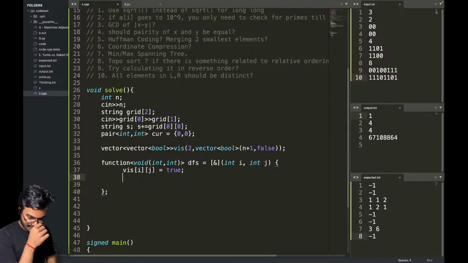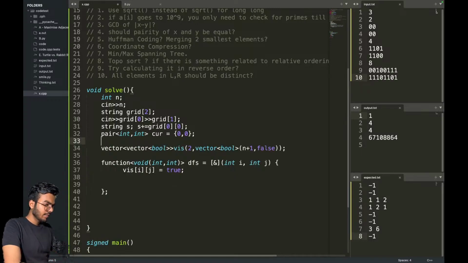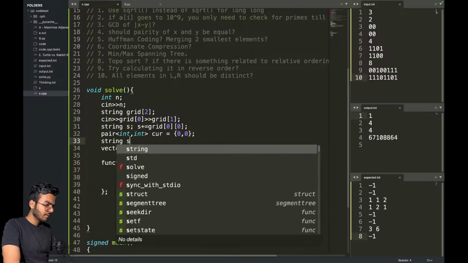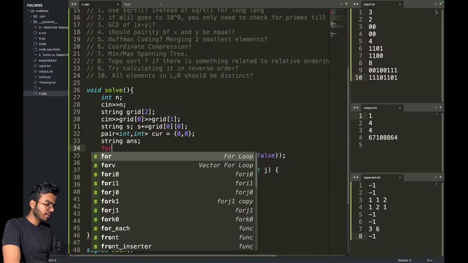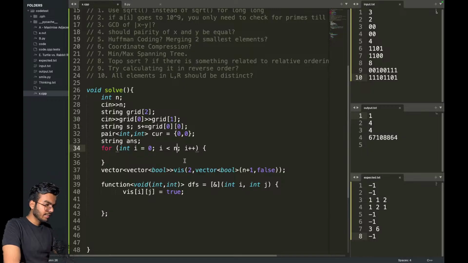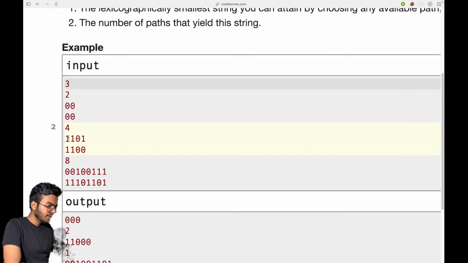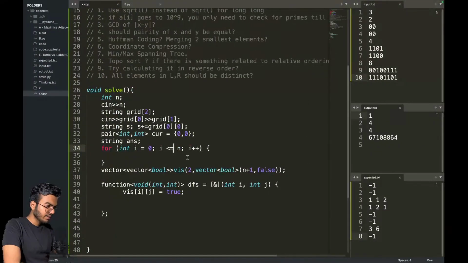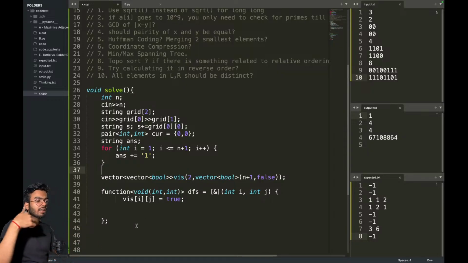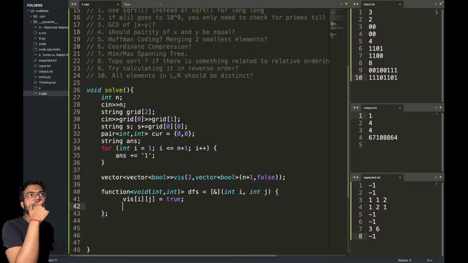This is getting tough. Let's have a string of all ones first for now. Let's say string answer, and for i in range, I will have a string of n plus 1. So 1, 2, 3, 4, 5, so n plus 1 characters. So from 1 to n plus 1, I will say answer plus equals, initially I have a string of all ones right now. Okay. Now I will try to minimize my answer.